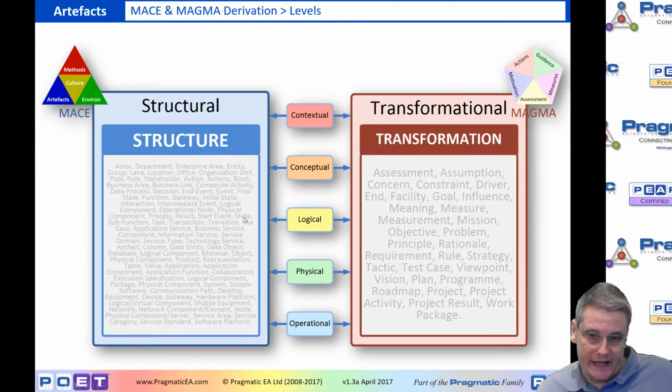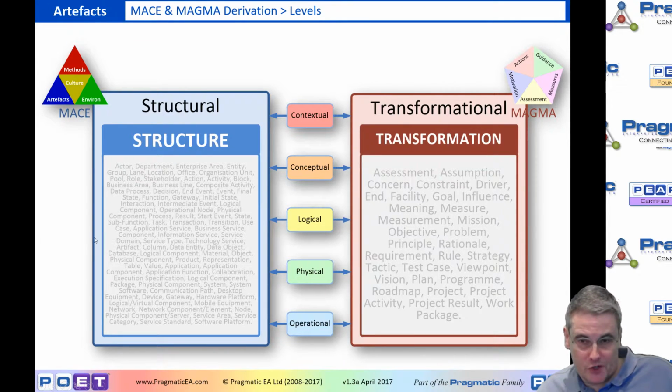And as we move down through these different levels of abstraction, as we strive to get from this high level description of what we want and high level description of the structure, we get more detailed in our transformational information. Instead of the motivation in terms of strategy, tactics, goals and objectives, we move into detailed objectives, then we move into requirements. So that's where MACE and Magma came from.